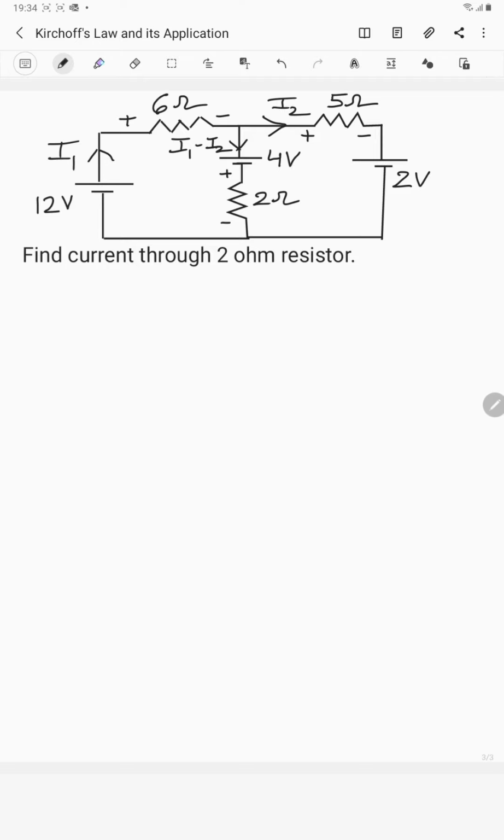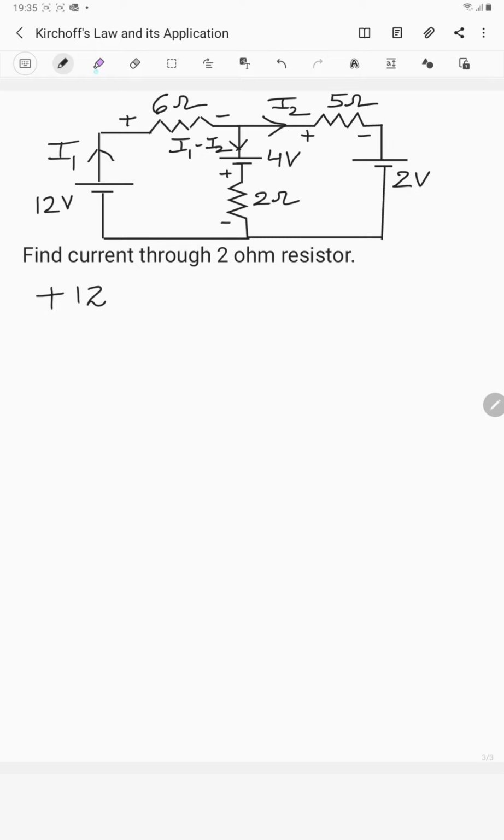Now in the first loop, we are going to write down the KVL equation. Let's start writing the equation from this point and move in a clockwise direction. The first element we encounter is this 12 volt voltage source. If we move in a clockwise direction through the 12 volt voltage source, we are moving from minus to plus side. According to sign convention, the sign should be plus, and the voltage across the voltage source is obviously 12.